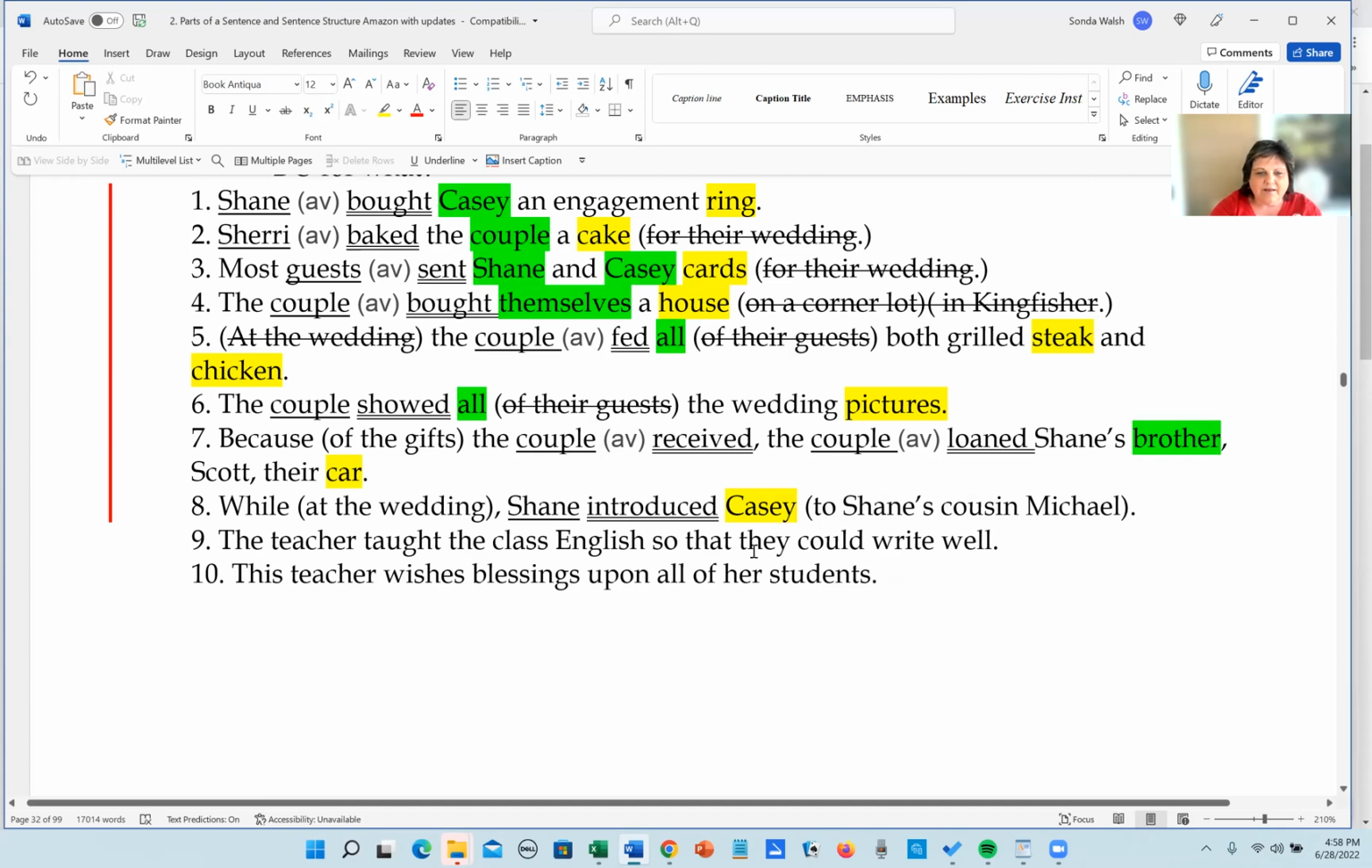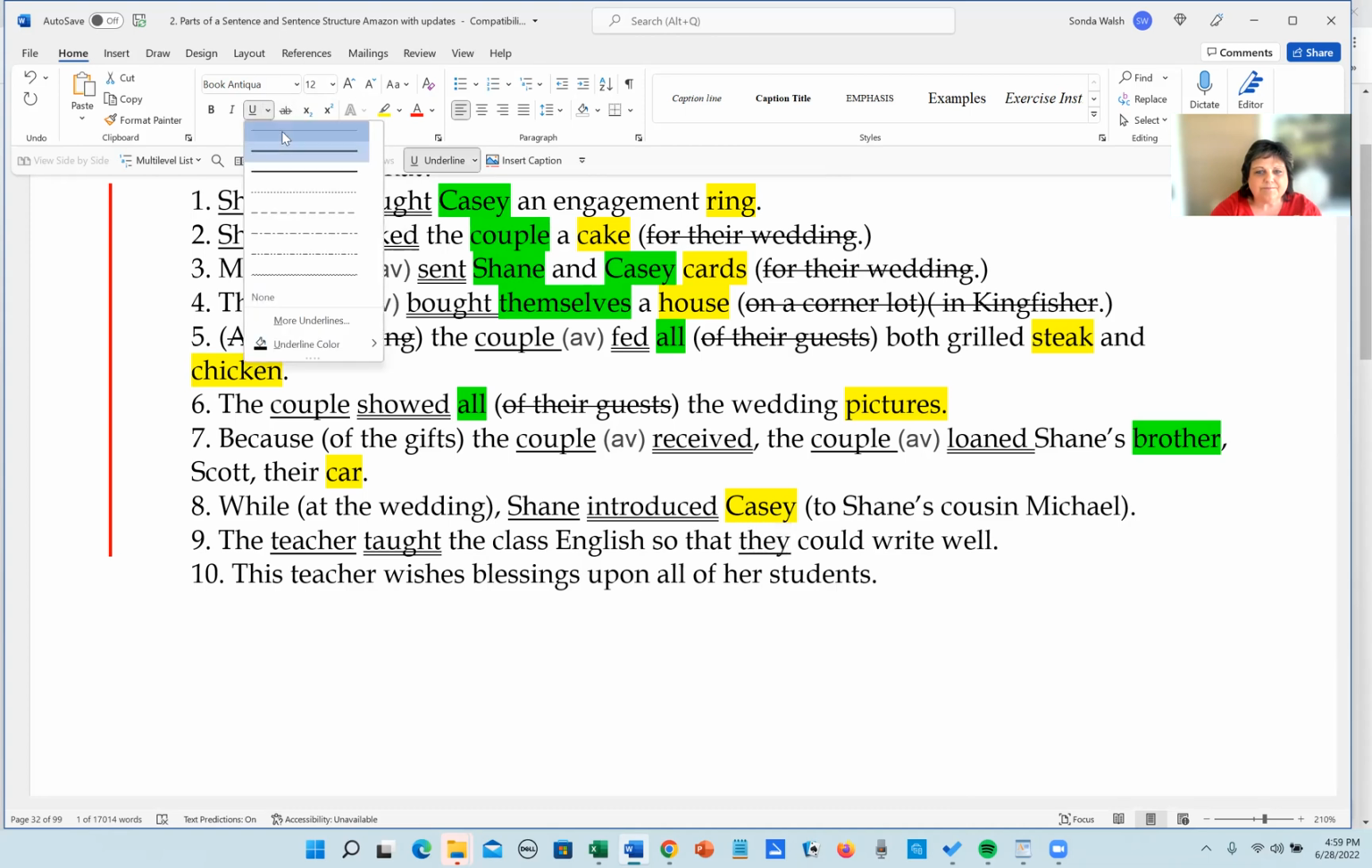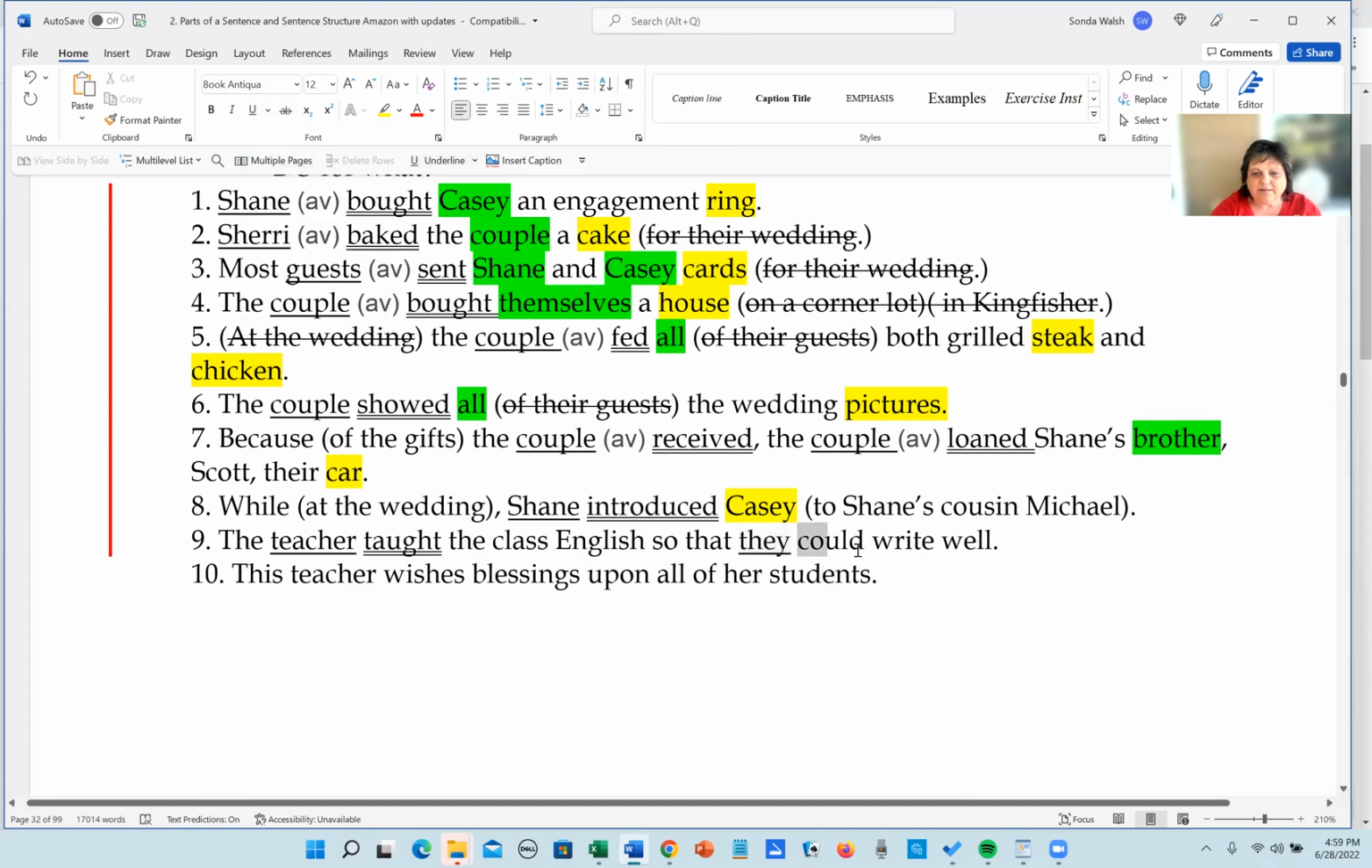All right, let's do number 9. There are no prepositional phrases, so let's identify the subject. Teacher is a subject. Taught is a verb. Underline verbs with 2 lines. They is a subject. And could write is a verb. Identify our verbs. Taught is an action verb. Could write is an action verb.